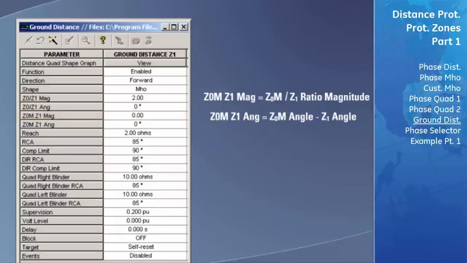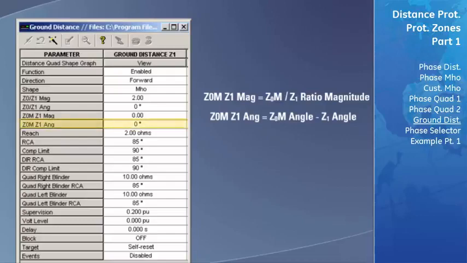The first setting is labeled Z0M Z1 mag, which stands for the zero sequence mutual impedance, positive sequence impedance ratio magnitude. Calculate this by dividing the zero sequence mutual impedance by the positive sequence impedance. If the transmission line being protected is not affected by parallel transmission lines and no compensation is to be performed by the D60, the value of 0 should be entered here.